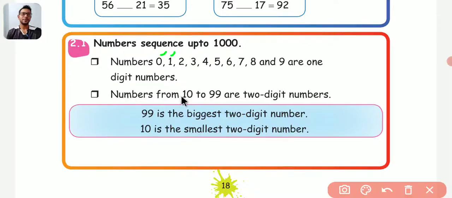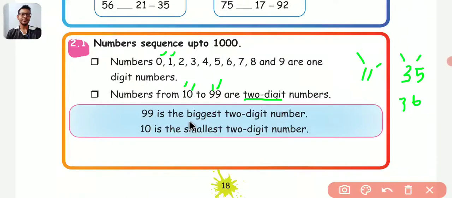So numbers from 10 to 99 are two digit numbers. Here you see, how many digits do we have? 1, 2. Two digits. Therefore this is called a two digit number. In 99, 1, 2. Two digits. Therefore this is also a two digit number. Between 10 and 19, all the numbers are two digit numbers. What about 11? 11 is a two digit number. Suppose 35. 35 is a two digit number. Then 36 is also a two digit number.